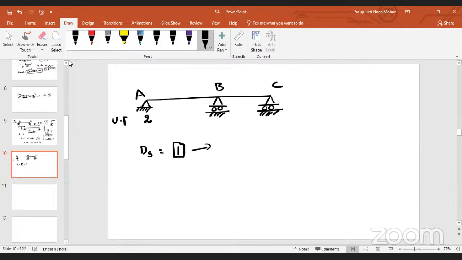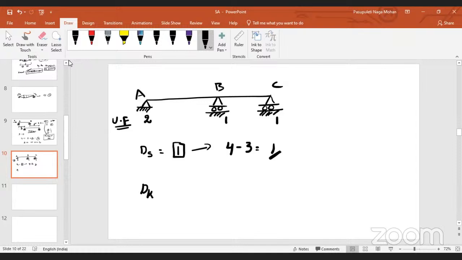At point B, how many will exist? One. At point C, how many will exist? One. So total how many forces? Four unknown forces, minus three equilibrium equations. So total static indeterminacy is 1.